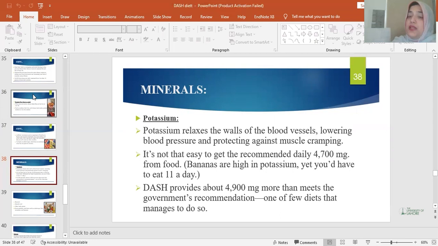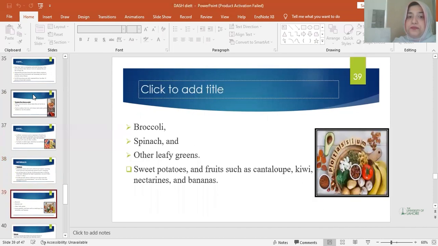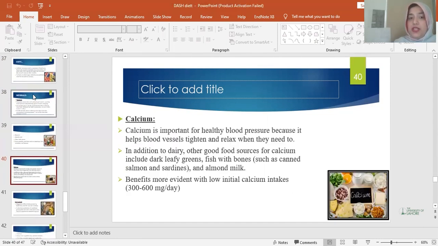in diet. So when you are talking about hypertension or high blood pressure, we have to include rich sources of potassium in our diet, and fruits are the best source to incorporate potassium in our diet. A few examples of potassium-rich sources include broccoli, spinach, and other leafy greens, sweet potatoes, and fruits such as cantaloupe, kiwi, nectarine, and bananas.